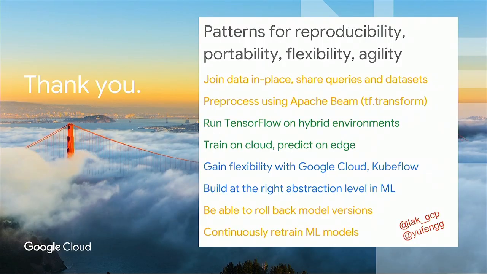So to summarize then, these are the patterns that we talked about for reproducibility, portability, flexibility, and agility. Number one, joining your data in place, sharing queries, sharing data sets, pre-processing your data using Apache Beam and TF Transform, running TensorFlow on hybrid environments, thinking about training on the cloud, predicting on the edge, gaining flexibility with cloud with Kubeflow, building the right abstraction level in machine learning, and building in the ability in your systems to roll back model versions and to continuously retrain machine learning models. Thank you.